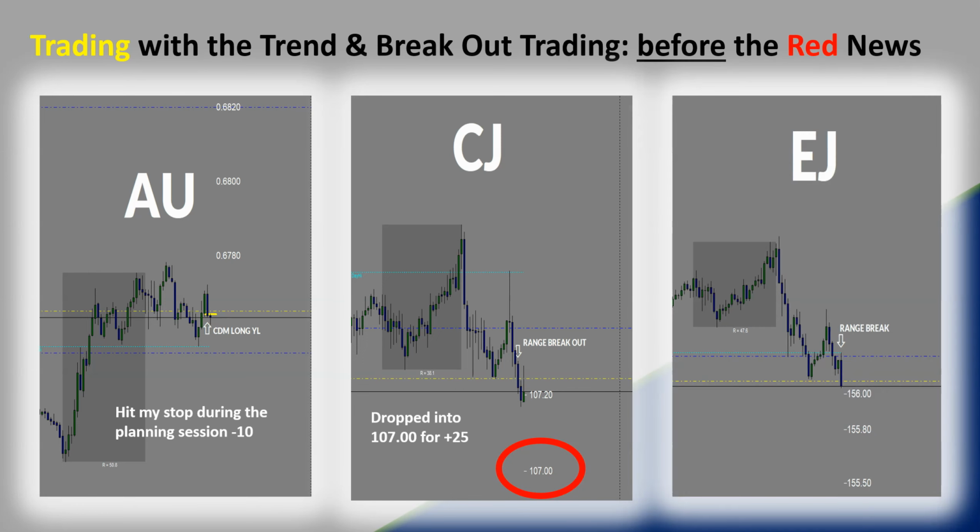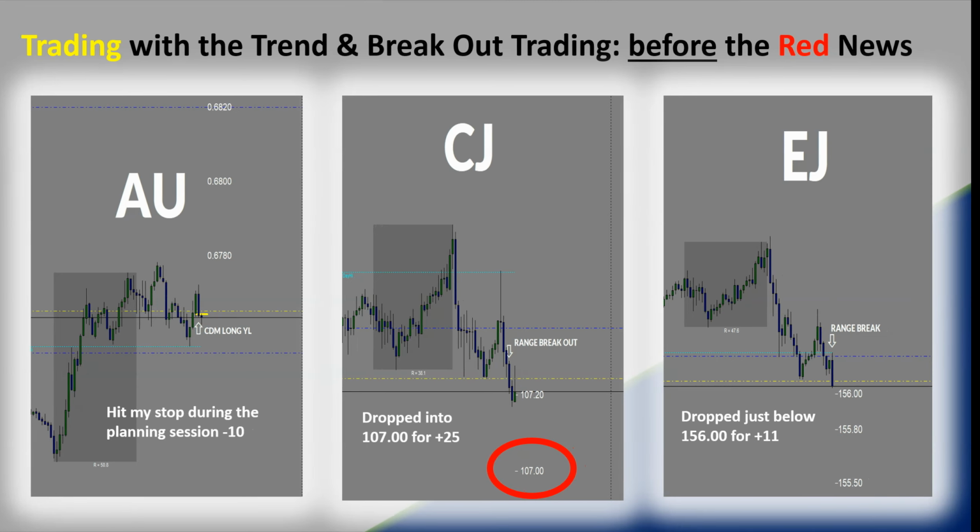which I did. The next one was this break here, the EJ. This EJ here was also ranging, had tried to break earlier, closed back in the range, tried to break here, closed back inside the range, and then finally we got this break right here, and I got short this pair. And this one dropped just below this 156, and I was able to get out of this trade before the red news for 11 pips. So making about 26 pips before the red news trading.